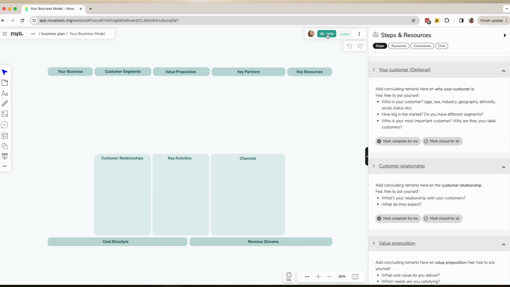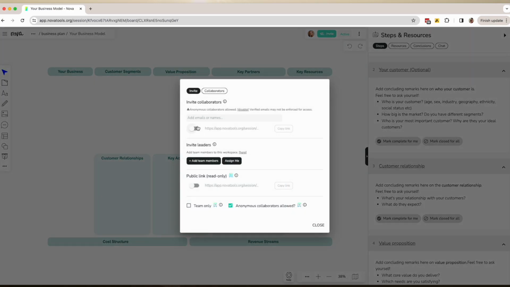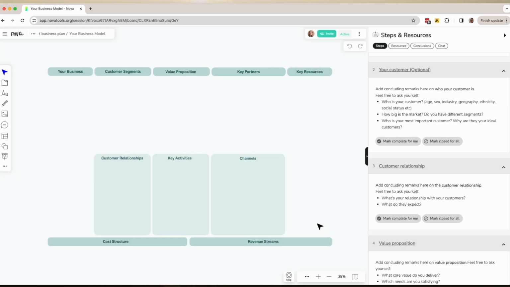1. Gather your team. Start by assembling a team involved in your business planning process. Collaborating ensures diverse perspectives and enhances the richness of your strategy. If you are working alone, that works too.